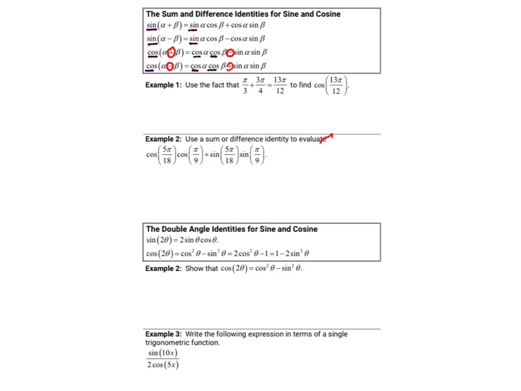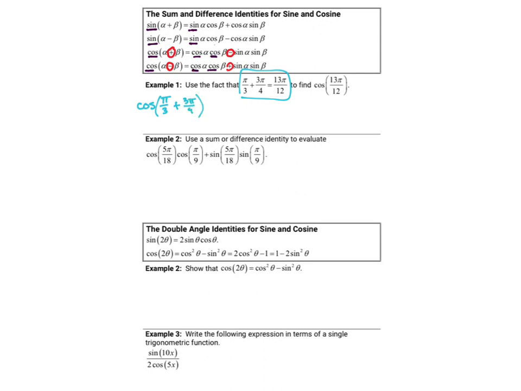Okay, so let's attack this example 1. It says, use the fact that pi over 3 plus 3 pi over 4 is 13 pi over 12. So what they're saying is find cosine of 13 pi over 12. And they gave you a huge hint. So we can call cosine of 13 pi over 12 cosine of pi over 3 plus 3 pi over 4.